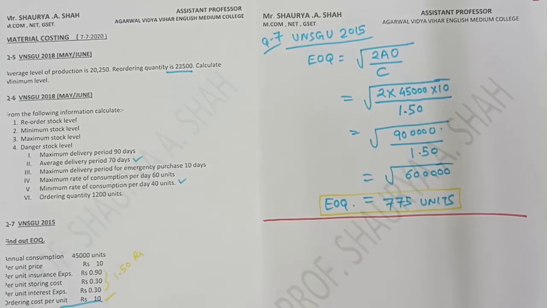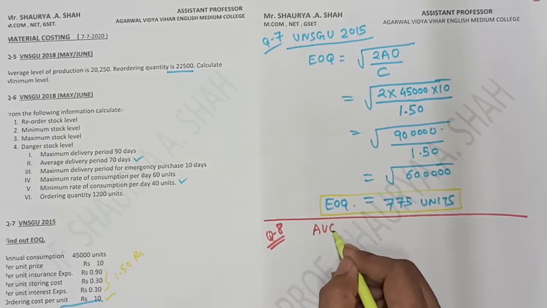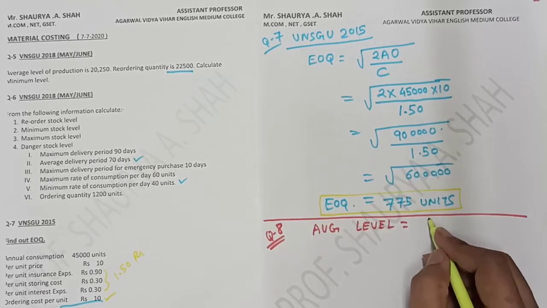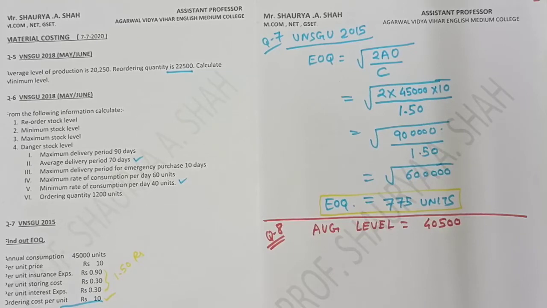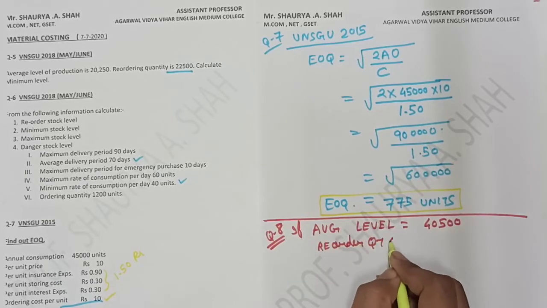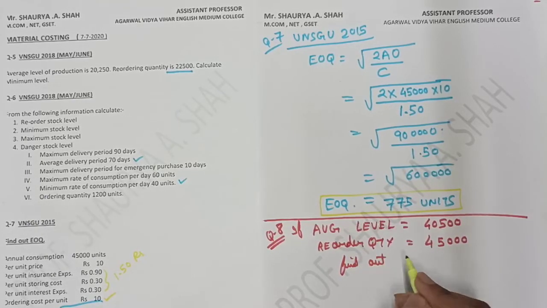Now, question number 8 you need to do on the spot. I am giving you the average level, same type of sum you need to find out. Average level is given in the sum, that is again 40,500. If average level is 40,500 and reordering quantity is 45,000, you need to find out the minimum level students, right? So just quickly find out, put it in the same formula, same format, and you will get the answer, right? Together we'll be solving.